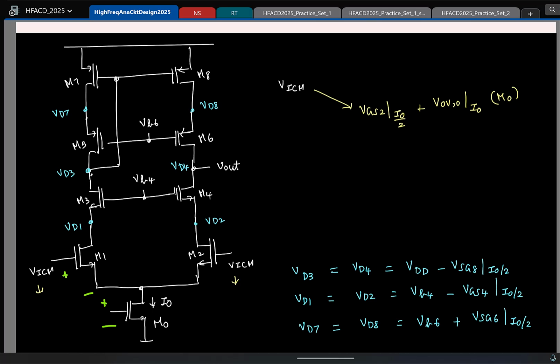But is the explanation clear? Any confusions on how I got this? Okay. So, a small doubt. Whenever you break V1 and V2 into VICM and VID, do V1 and V2 include the small signal, or is it just the bias voltage?